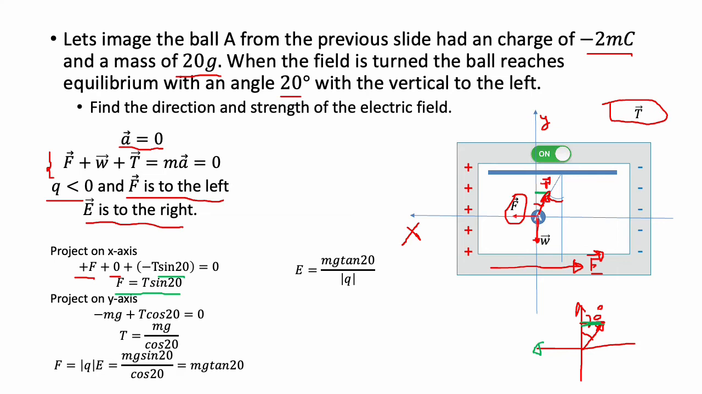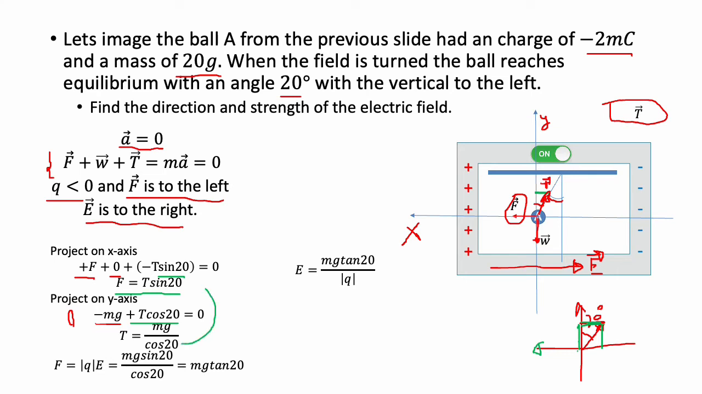But I don't know T to find F. So I have to project on the y-axis to find T. On the y-axis, let's go back to the red. F has no y component, so I have 0 from F. Then the mg is pointing down, so it's minus mg. Then the tension and its component, let's draw it here. This is the y component. It's adjacent to the angle, so I have cosine, and it's upward in the same direction as the y-axis, so it's plus T cosine 20. And then I find T is equal to mg over cosine 20.